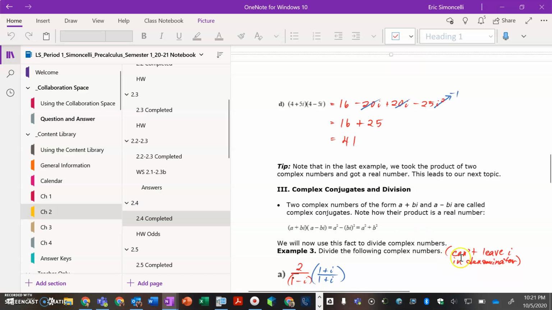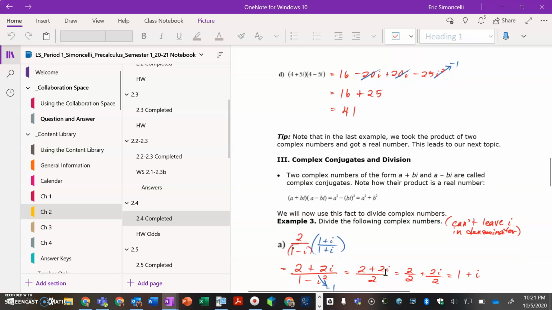As a rule of thumb, you can't leave i in the denominator of a fraction. Similar to if you were dealing with a square root problem, you can't leave a square root in the denominator of a fraction. So the original problem looks like this, 2 over 1 minus i. So what we do is we multiply both numerator and denominator by the conjugate, similar to if this was, let's say, 1 minus the square root of a number, like 1 minus root 2. The conjugate of 1 minus root 2 is 1 plus root 2. So similarly, you're going to multiply by 1 plus i, both numerator and denominator.